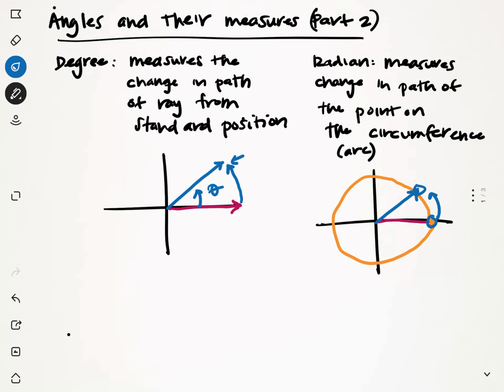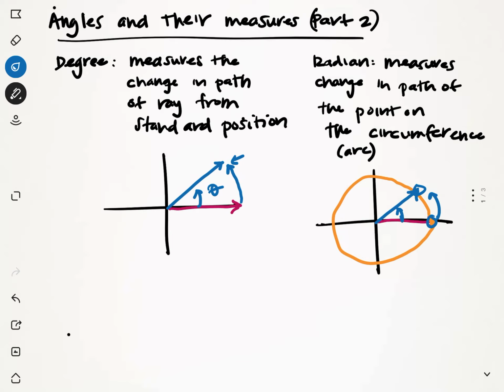So we're looking at an arc that was made by the rotation of the ray. It's a little bit different. Just remember, with radians, the measure is looking at the circumference of the circle, therefore we have pi's involved.